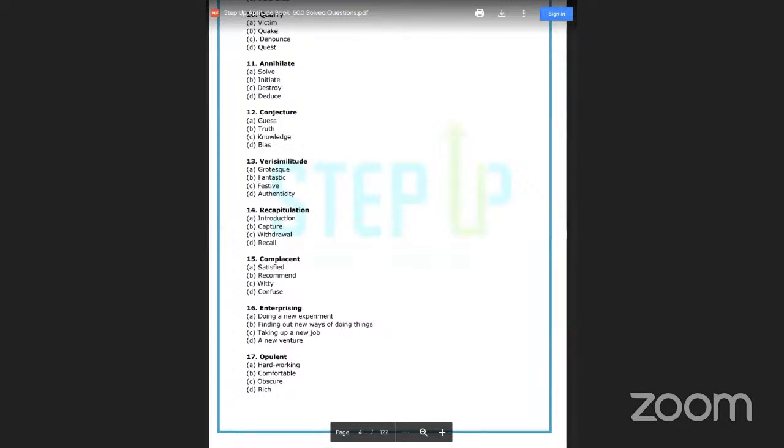Yes, query means what? Query means what? Annihilate. Who will give the answers? Kiran Kumar. 11 means C. It's destroy. Okay. Annihilate means?